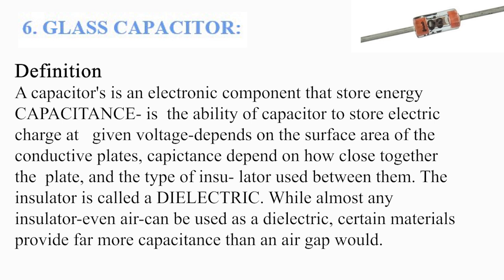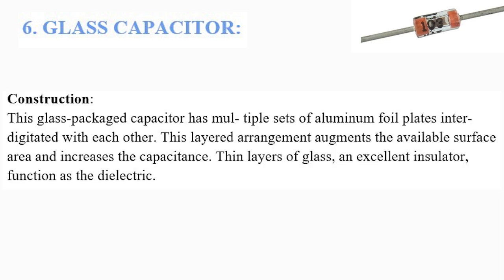While almost any insulator, even air, can be used as a dielectric, certain materials provide far more capacitance than an air gap would. Construction. This glass capacitor has multiple sets of aluminum foil plates integrated with each other. This layered arrangement augments the available surface area and increases the capacitance. A thin layer of glass, an excellent insulator, functions as the dielectric.